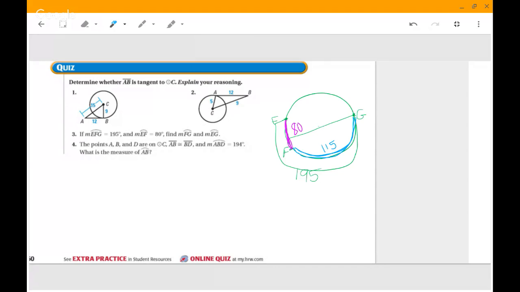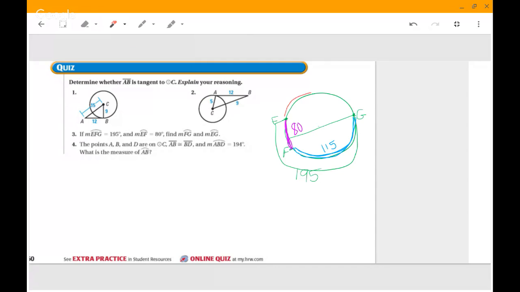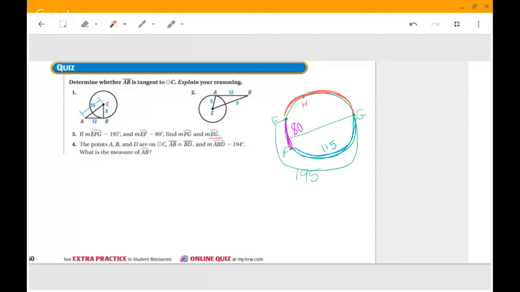And then EG is, well, EG is over here. Remember, if it's two letters, where is it? If it's two letters, it's the shortest distance between those two letters. There might be other things in between, like maybe there's an H here or something, but you go the shortest distance from E to G. So how would you get that? 80 is 275.